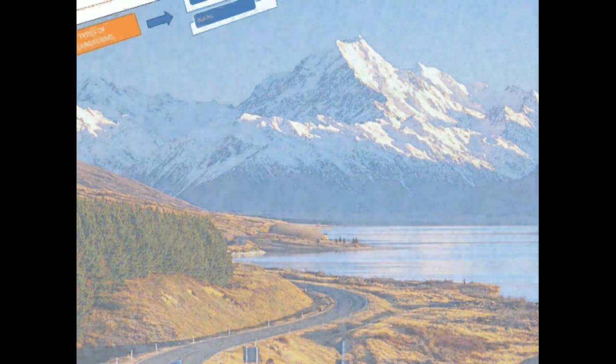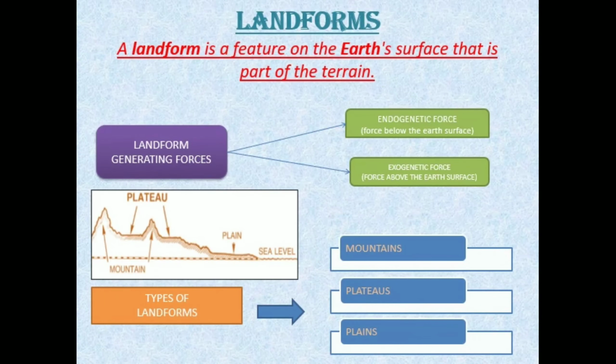Today's topic: landforms. A landform is a feature on the Earth's surface that is part of the terrain. Landform generating forces: endogenic and exogenic. Endogenic force is below the Earth's surface and exogenic force is above the Earth's surface.